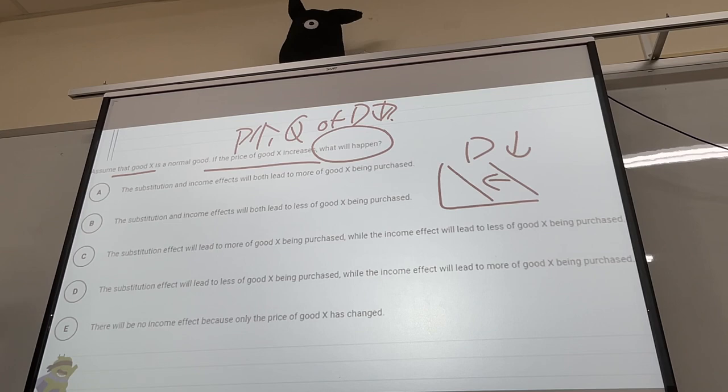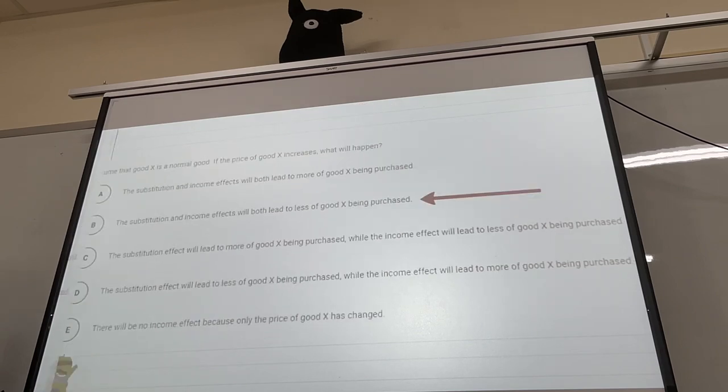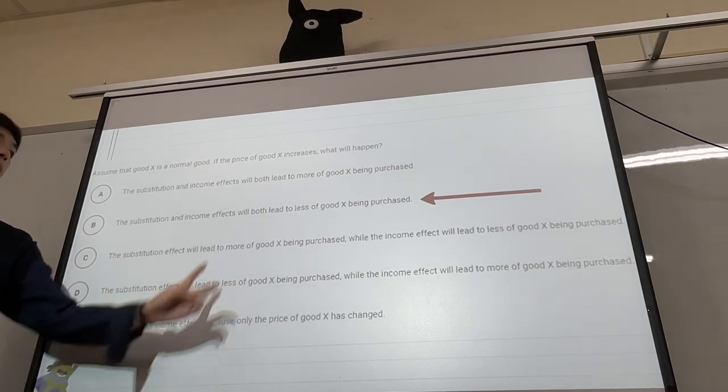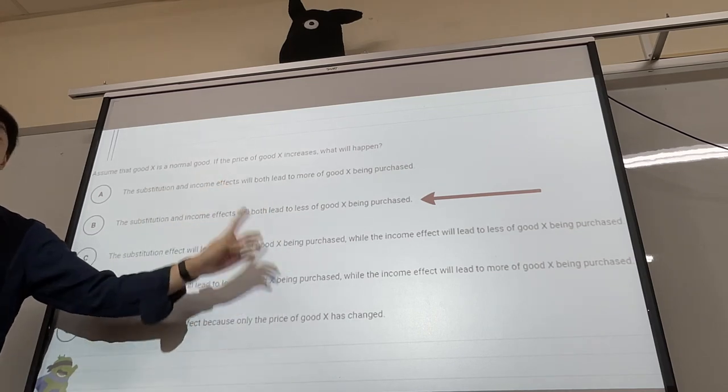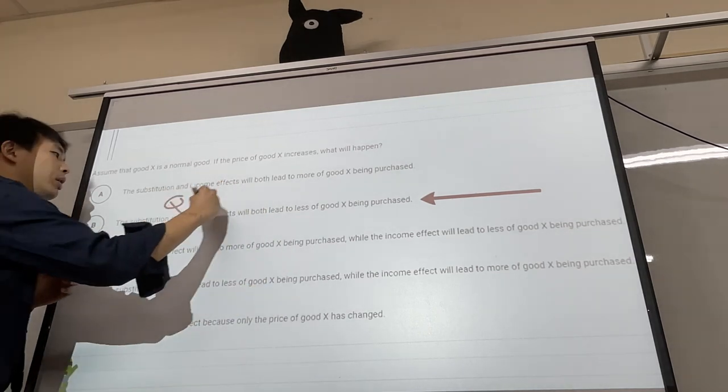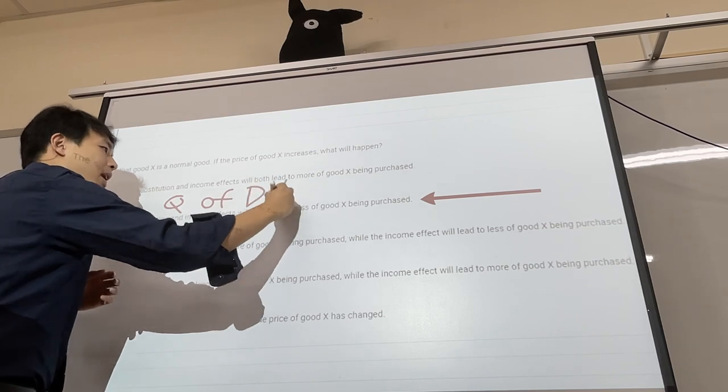Hurry up. No. B? D? No. C? No. Oh, I guess it's A. No. Jeez, man. B. Yeah. I'm going to tell you why. The substitution and income effects both lead to less of a good being purchased. I will buy less. Quantity of demand. I will buy less.